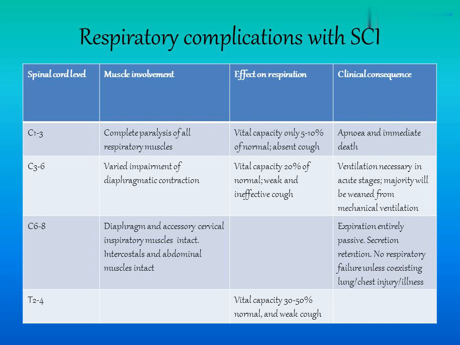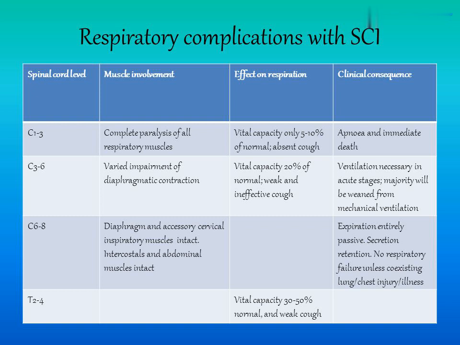Spinal cord level. Muscle involvement. Effect on respiration. Clinical consequence. C1-3. Complete paralysis of all respiratory muscles. Vital capacity only 5 to 10% of normal, absent cough. Apnea and immediate death.